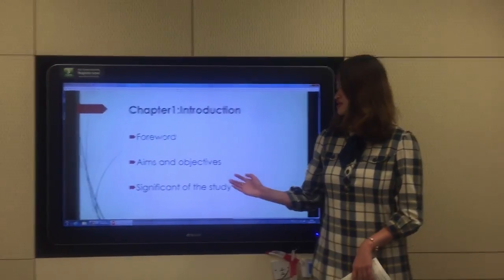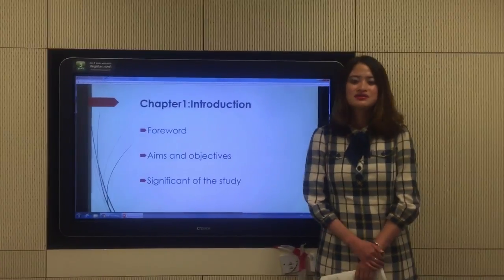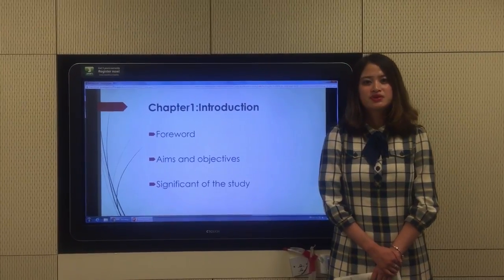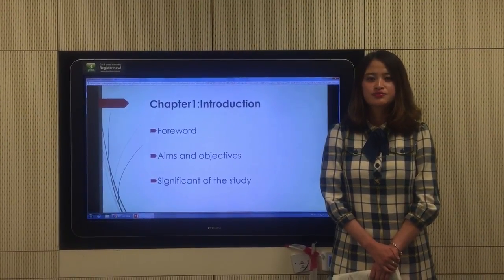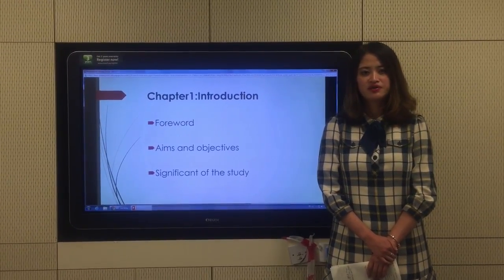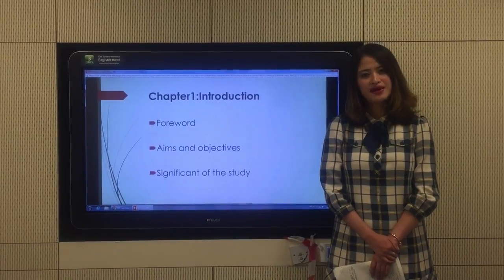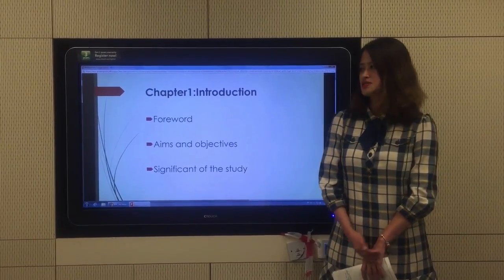The significance of the study is obvious. Incentive system brings a lot of good points. For employees, it can improve their working efficiency and working motivation. For managers, it can provide them a lot of profits.